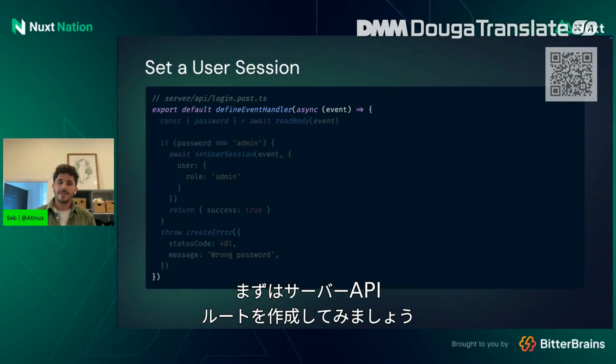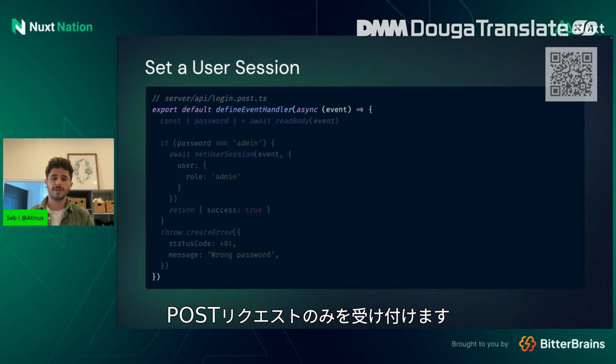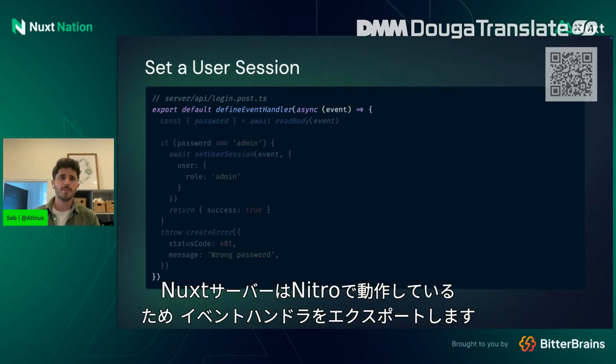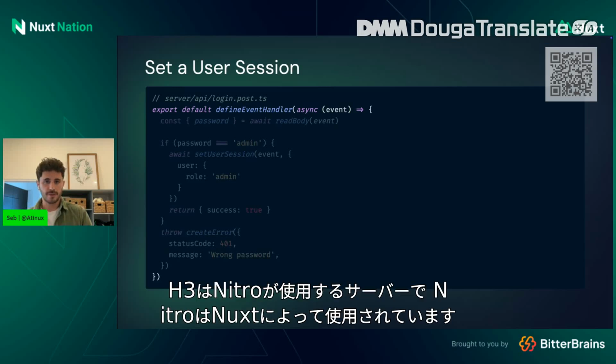Let's start by creating a server API route. This route is living on /api/login and only accepts POST requests. This is why we have this .post.ts suffix in the file name. We export an event handler, as the Nuxt server is running Nitro. defineEventHandler is an H3 server util. H3 is the server used by Nitro, and Nitro is used by Nuxt.